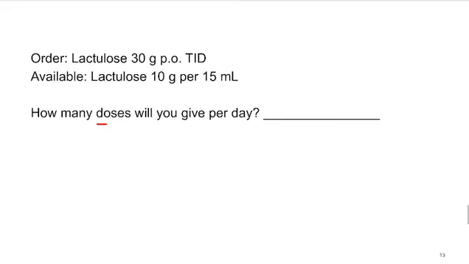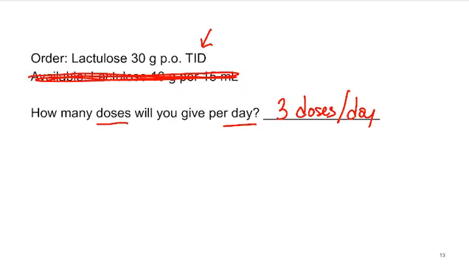Okay, doses per day. Boy, what do I need to know? I don't need to know anything about my drug label, so I'm not even going to look at that. Doses per day is this part of my doctor's order right there. This question is asking me if I know what TID means, and I do. It's 3 doses per day. Yay!